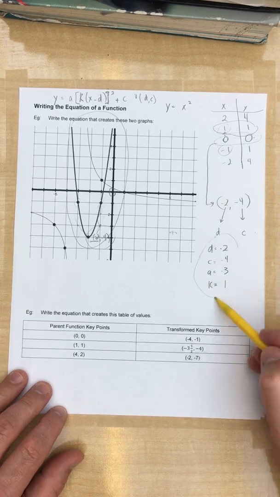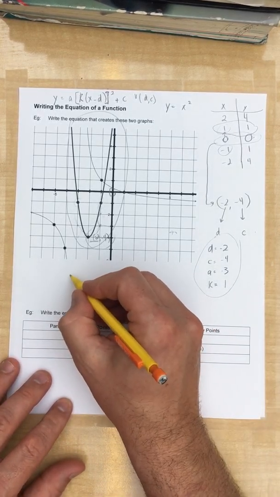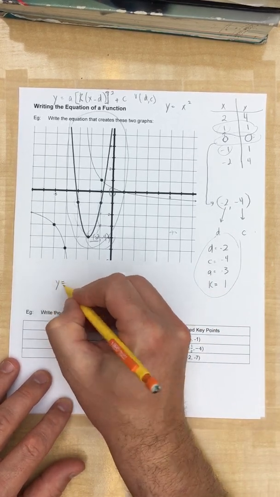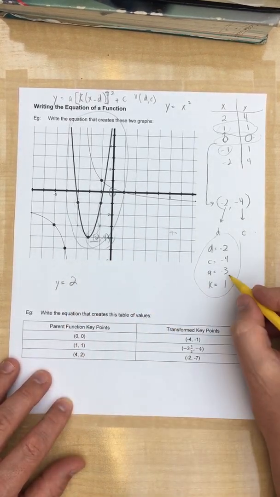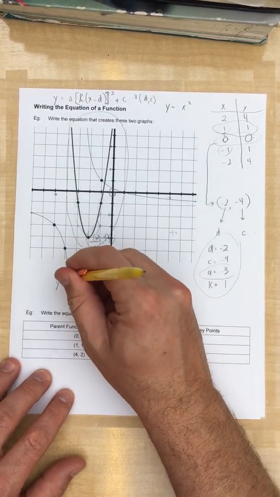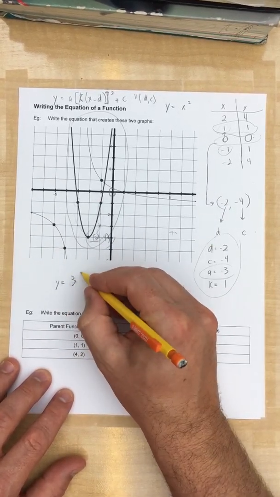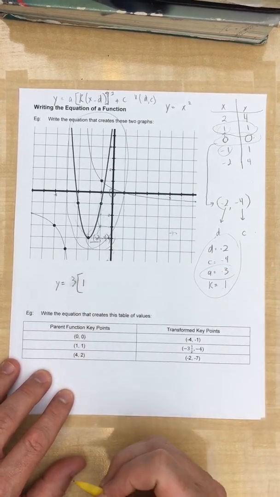So now that I have all these values, I can go ahead and write my equation. Again, this is for the quadratic. I'm just focusing on the quadratic. We go y is equal to, now we put the a value where the a value is, which is 3. We put a square bracket, I suppose. K value, we put a 1.